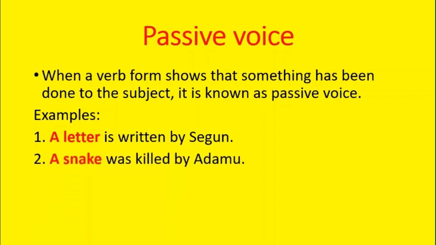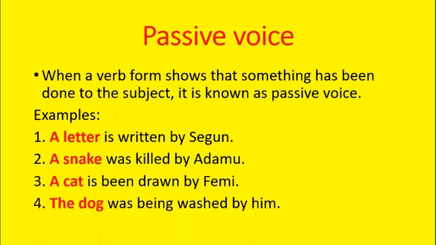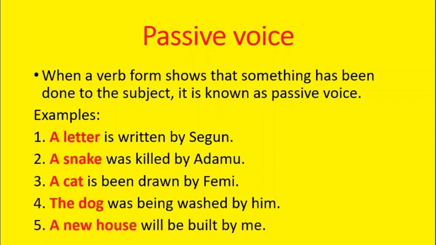A snake was killed by who? By Adamu. We are not so much interested in Adamu, the person that killed the snake. All we want to know is that a snake was killed. So we are interested in the action more than the performer of the action. A cat is being drawn by Femi. The dog was being washed by him. A new house will be built by me.